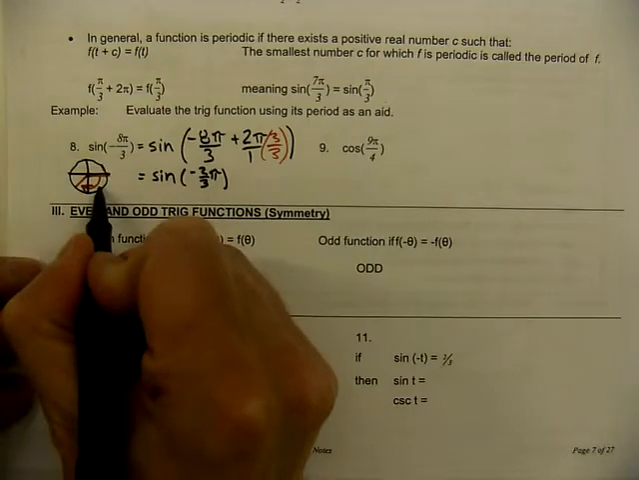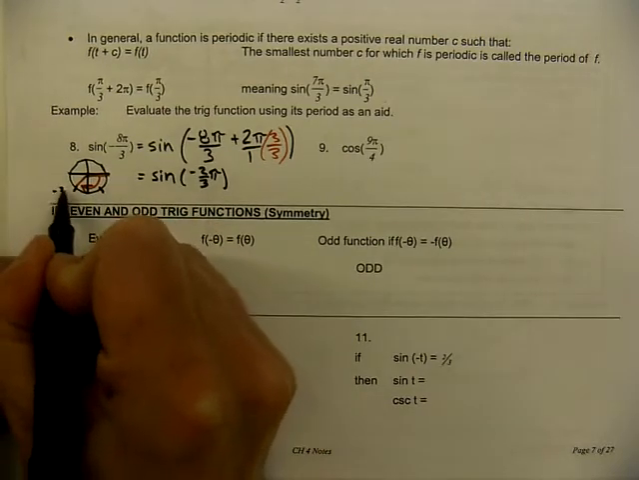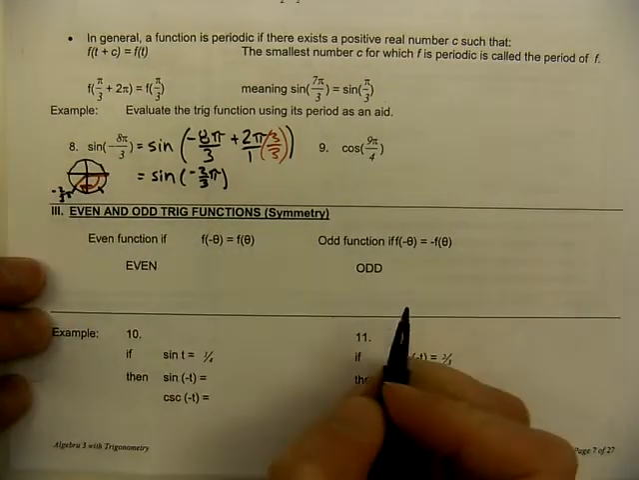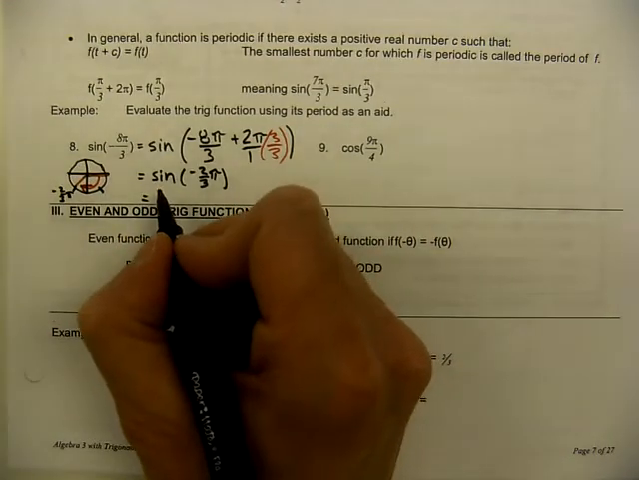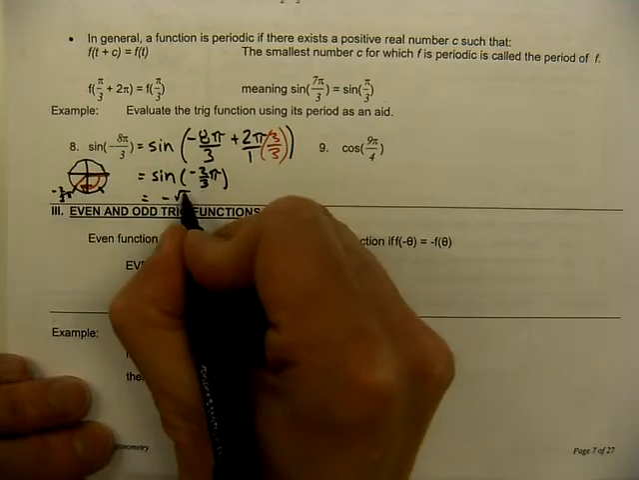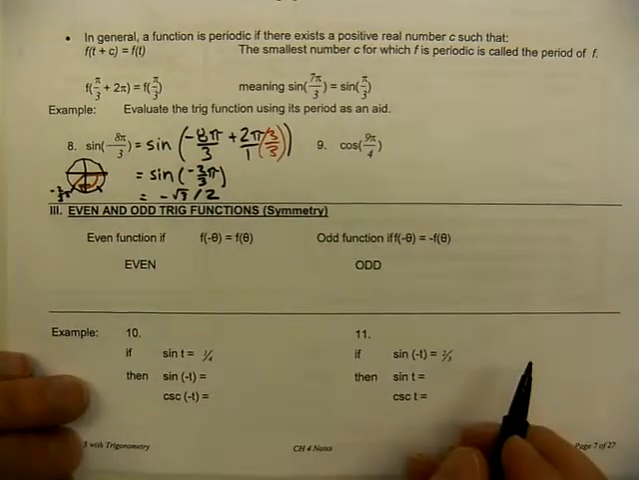So there's your circle. There's -1/3 pi. There's -2/3 pi. So we want to know what is the y-coordinate at that point. So that gives us a result of negative root 3 over 2.